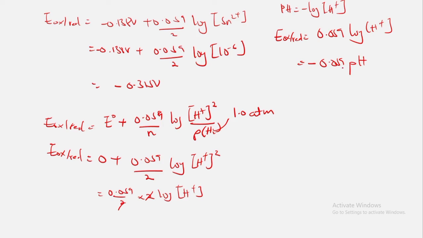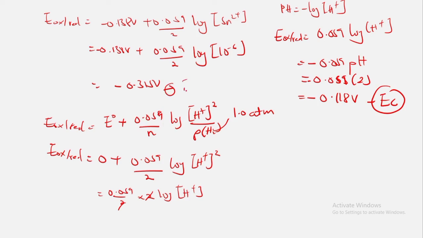So then we have our pH given to us, and the pH was 2. So in that case, when you put that formula inside, you're going to get negative 0.118 volt. And this is for the E cathode, which involved the hydrogen ion and hydrogen, and this is the E anode, which is the tin.